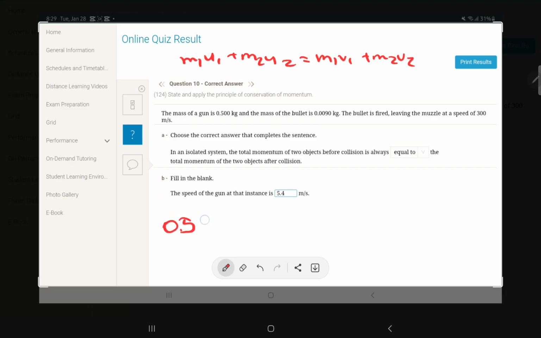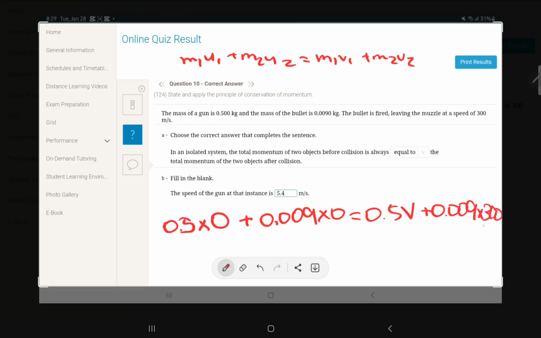So the gun will have a velocity of 0, so 0.5 times 0 plus 0.009 times 0 will be equal to the mass of the gun, which is 0.5, times the velocity of the gun, which is unknown, plus 0.009 times 300. Okay, now we can add these both. We get 0 is equal to 0.5v plus 0.009 times 300. Put it on the calculator and you will get 2.7.